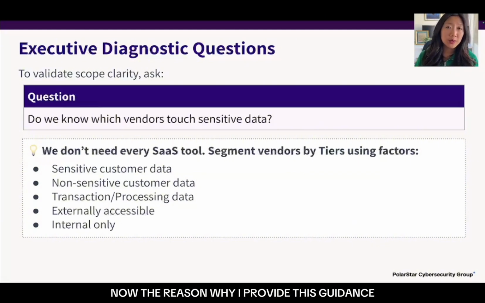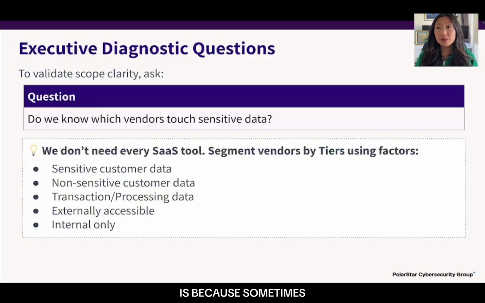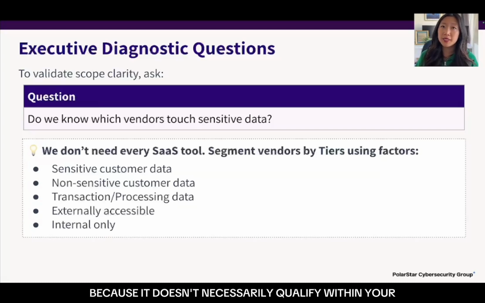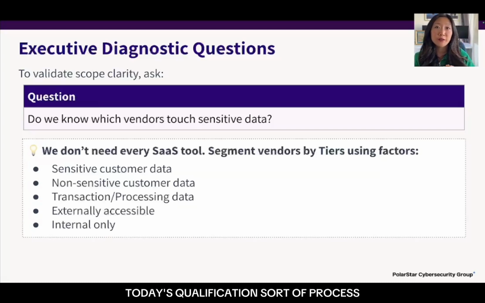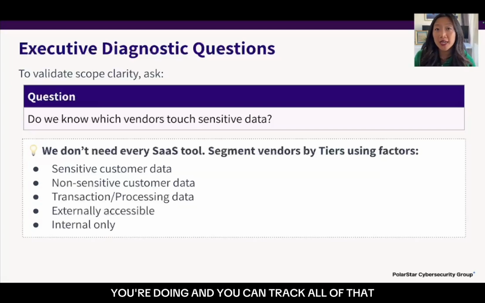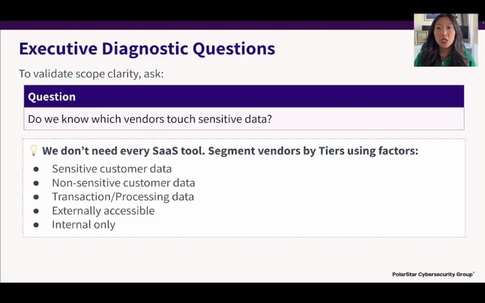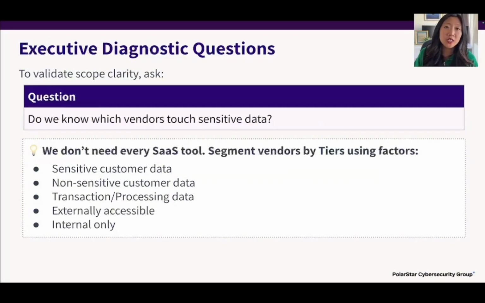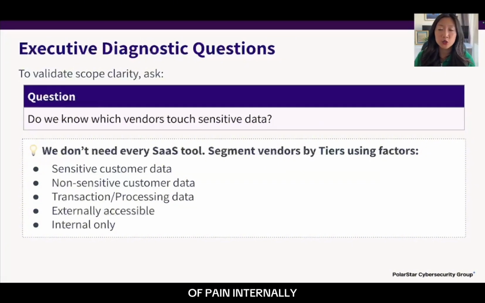Now, the reason why I provide this guidance is because sometimes there's something that maybe you think should go in, but you don't put it in because it doesn't necessarily qualify within your current qualification process. And that's okay, right? As long as you are doing what you're saying you're doing and you can track all of that and the decisions that are being made, you're actually in a really healthy place. Now, if you can't, that's when things start creating a snowball effect of pain internally.